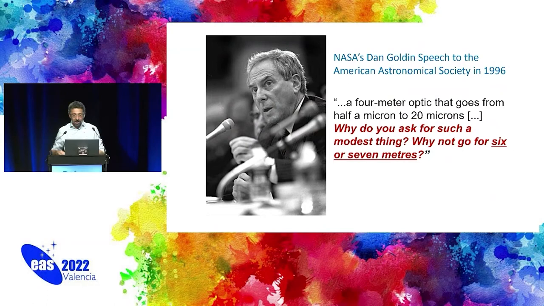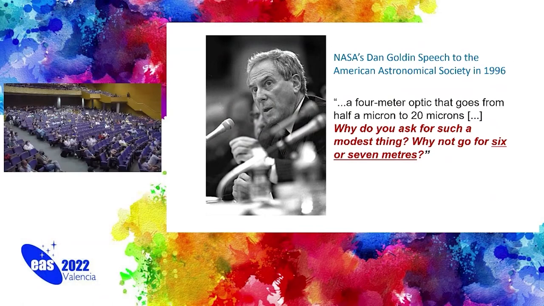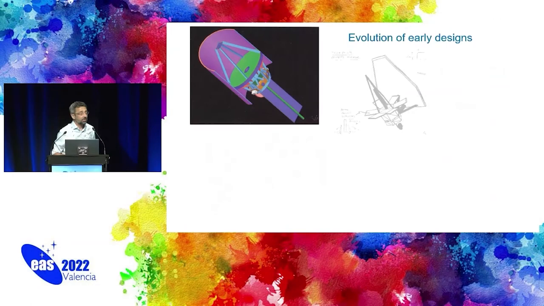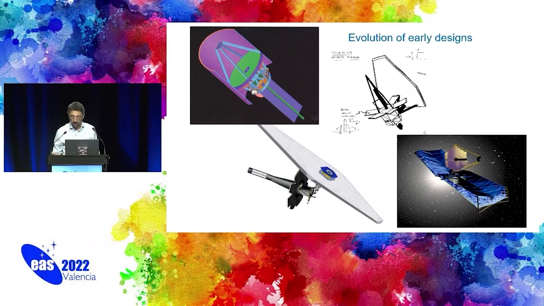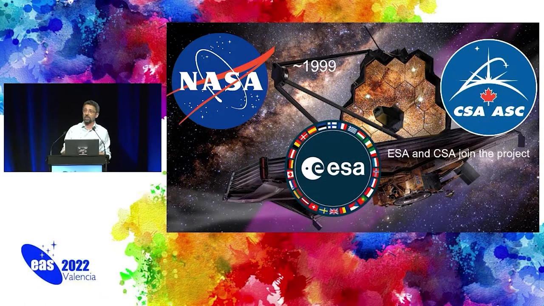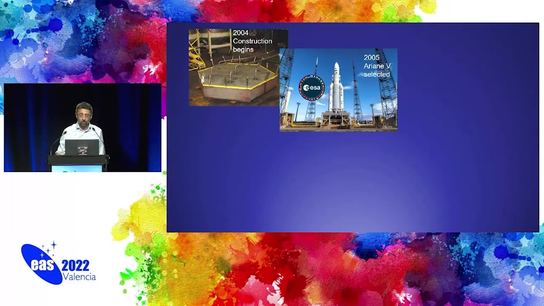However, anyway, I think this is the key moment when Webb started to take the form that we know it as nowadays. Various years of design transformed Webb closer and closer to what we know it is now. A key moment was also in 99, especially for Europe, because ESA at that point, together with the Canadian Space Agency, joined the project, and I think that was a fantastic idea. And then construction started in 2004, and another key moment, again for ESA, was in 2005, when NASA agreed to use Ariane 5 as a launcher.